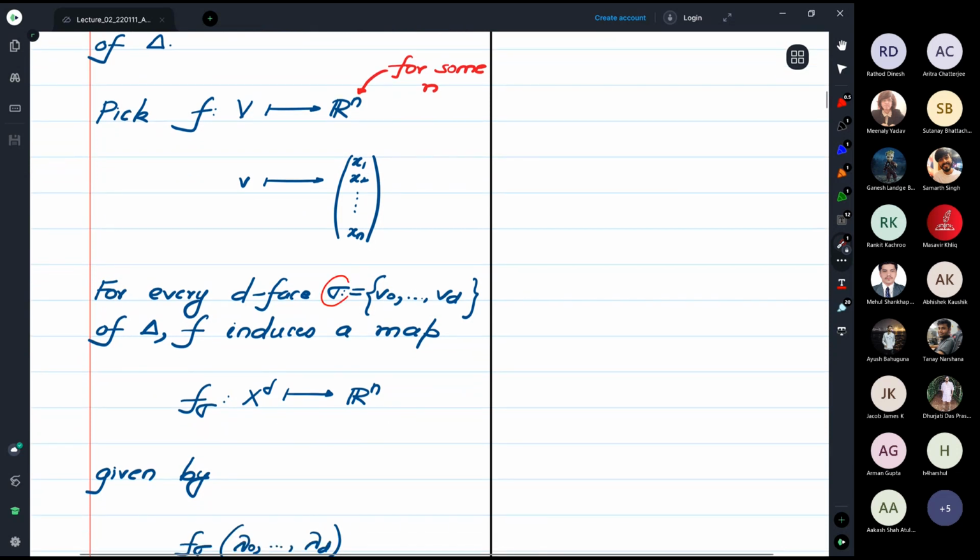So for every d-face sigma, whenever I write d-face, I mean d-dimensional face. From the definition of dimension, I hope you are aware that a face, if it is d-dimensional, must have d plus 1 vertices. Accordingly, you can see that I have labeled the vertices starting from v0 all the way up till vd. So there are d plus 1 vertices over here.